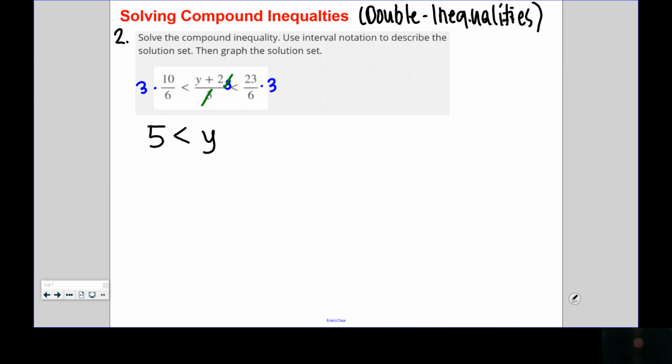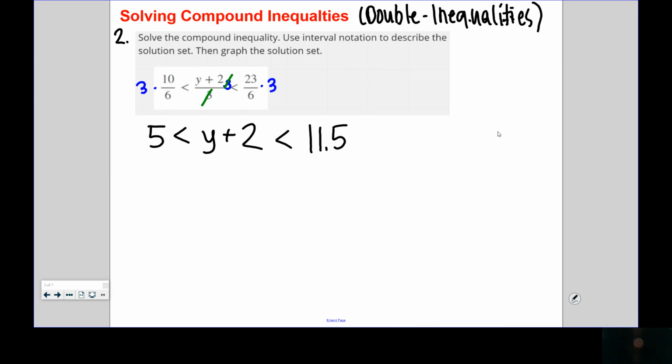In the middle, remember we just keep that inequality. In the middle, we have y plus 2, and then we have another less than. Now go ahead and multiply that fraction on the right, 23 over 6 times 3. I remember on the homework, it says use decimals in your answer. So this looks not so bad. Definitely looks better than what we started with.